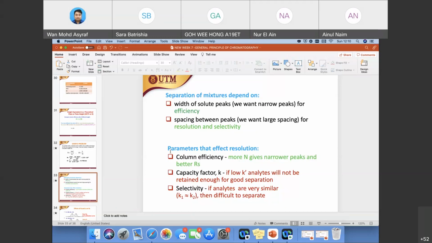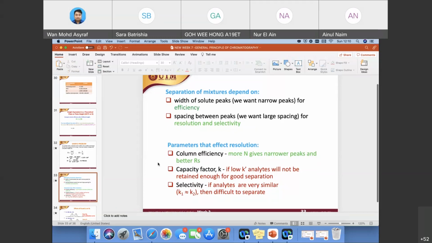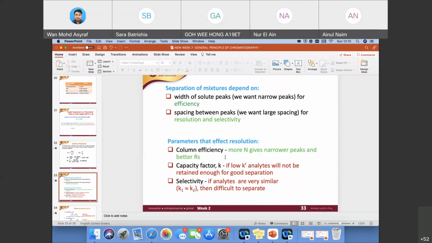So the parameters which affect the resolution are the column efficiency, where a higher number of plates would give narrower peaks and better resolution. And then we are looking at the capacity factor. If K is low, it means that the analyte is not retained long enough for a good separation. Because with capacity factor we are looking at the interaction, on how long is the interaction between your analyte and your stationary phase.